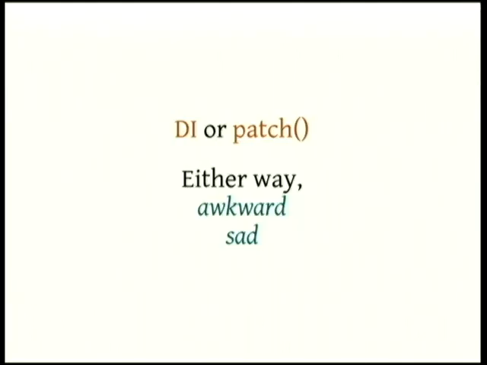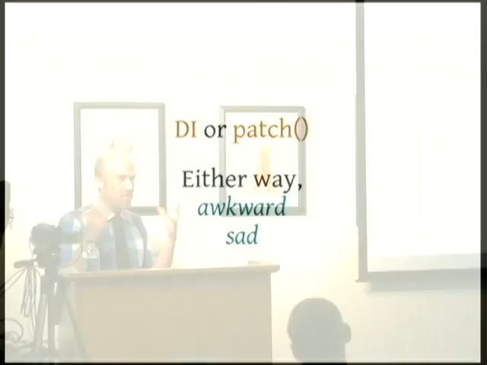Whether you do dependency injection or whether you call mock.patch, I find that the result is kind of awkward and kind of sad. As I test, I just feel like I'm fighting the structure of my application. I feel like I'm trying to make it do something that it would really rather not do. So, how does testing improve?